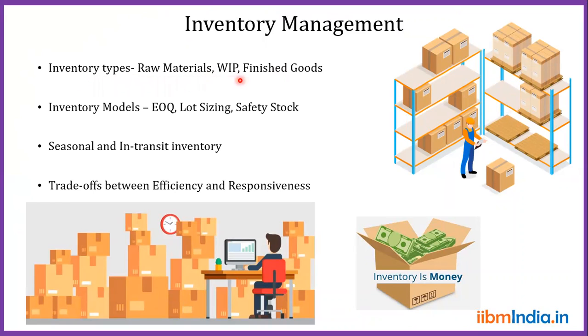So there are raw materials, WIP, finished goods, which we are going to discuss. Then there will be some inventory models which will help us to minimize or optimize the inventory. There are models like EOQ, economic order quantity, then lot sizing, right? Then safety stock. Then for production, there is EPQ, economic production quantity. All these things we are going to discuss in inventory management. We'll also talk about seasonal and in-transit inventory, right? And the trade-offs between efficiency and responsiveness with respect to inventory management.